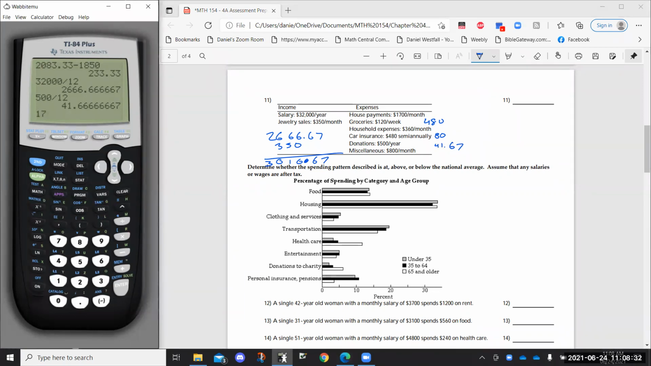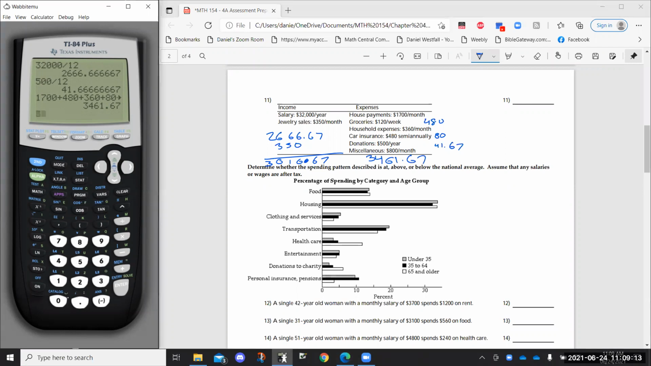1700 plus 480 plus 360 plus 80 plus 4167 plus 800 is 3461.67.